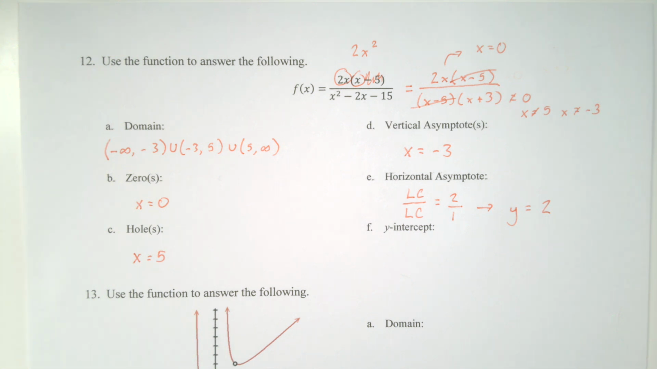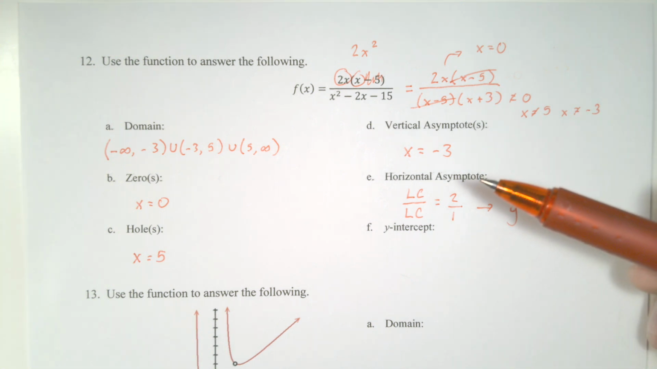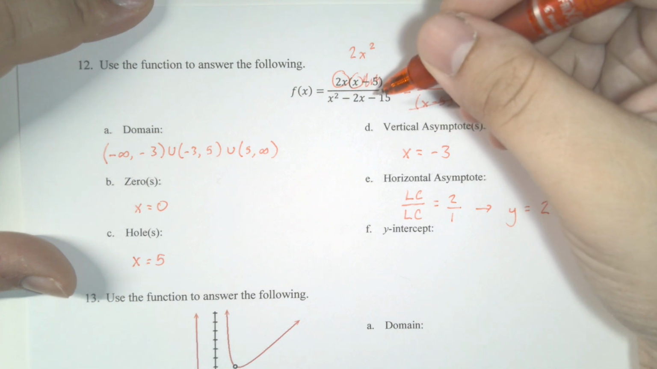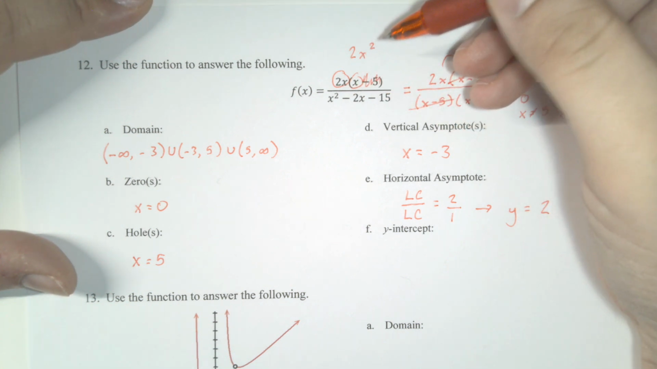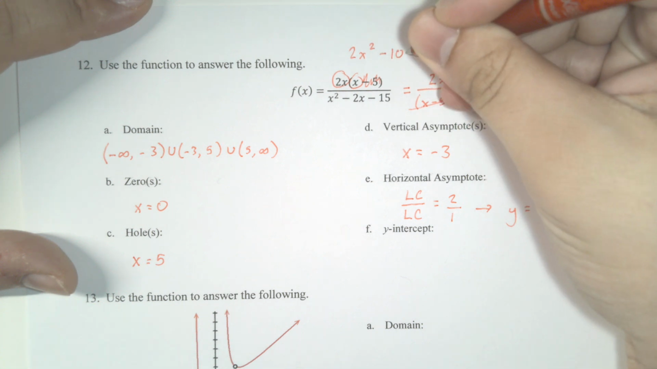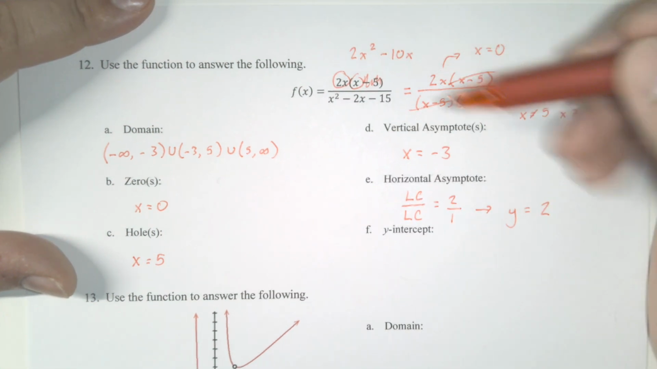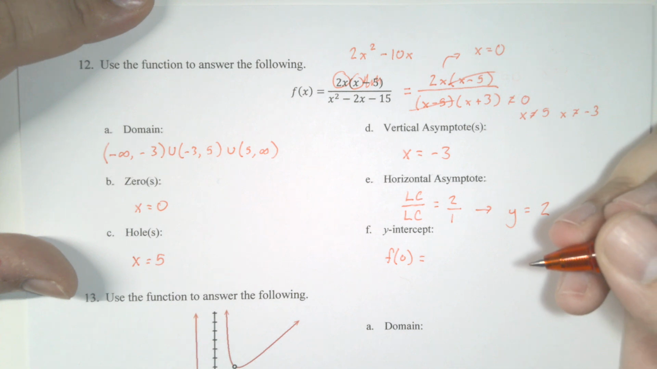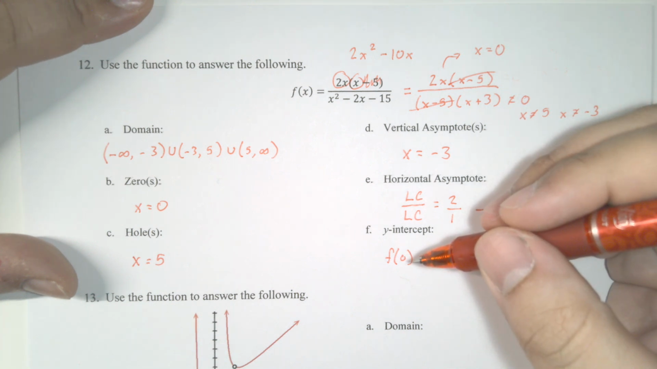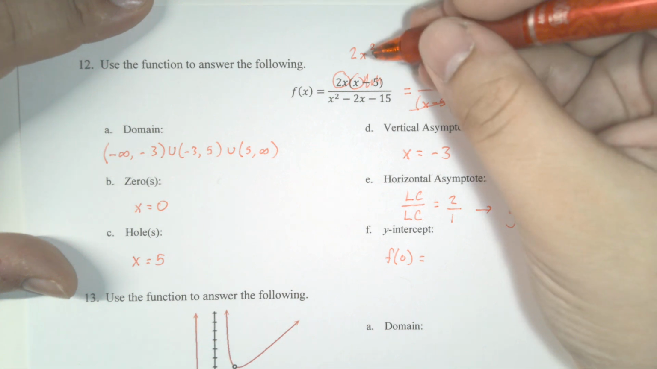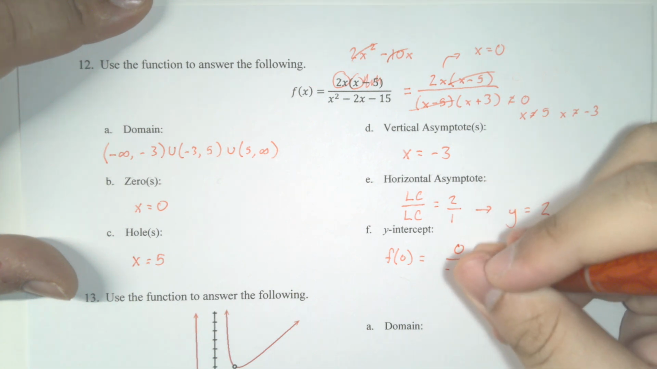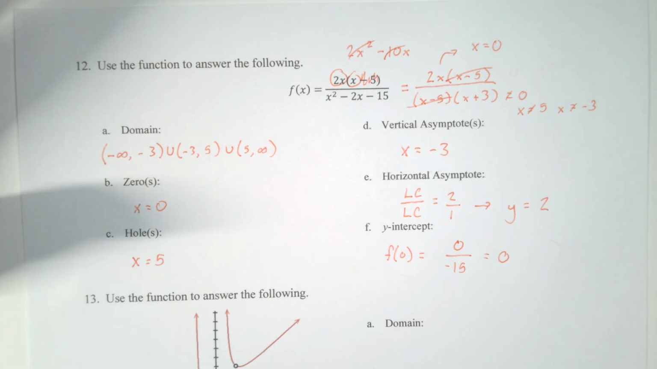And lastly, for your y-intercept, we just have to plug in 0 into our function. If I multiply all of this out, it's usually easiest when it's all multiplied out, but 2x squared minus 10x. Now notice if I plug in 0, because remember the y-intercept is what the y value is when we plug in 0 for x. If I plug in 0 here, this is going to go away, that's going to go away, and I'm basically going to have 0 divided by -15, which is equal to 0. So that is that.